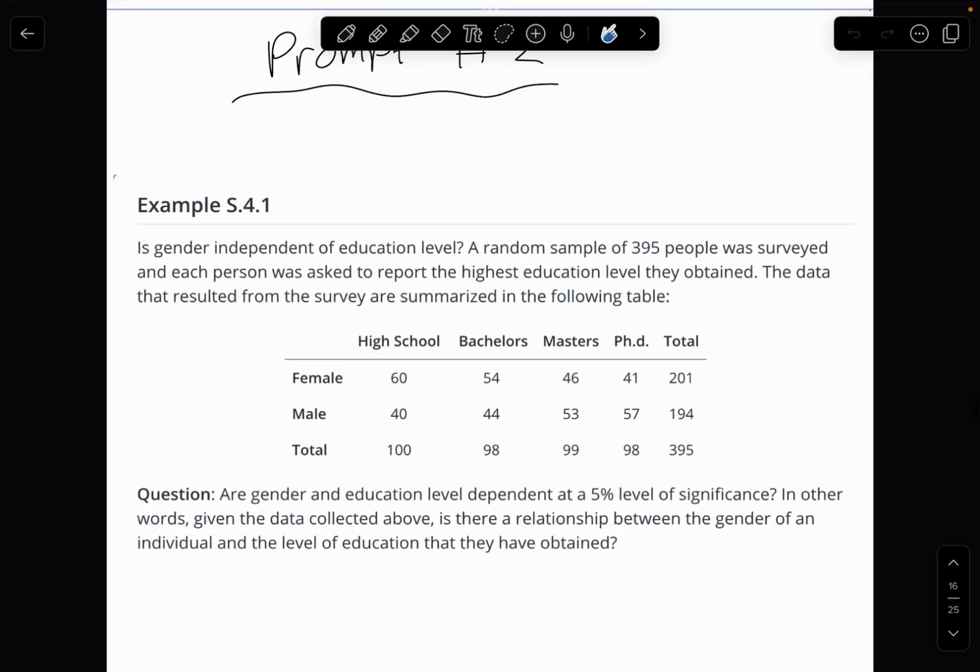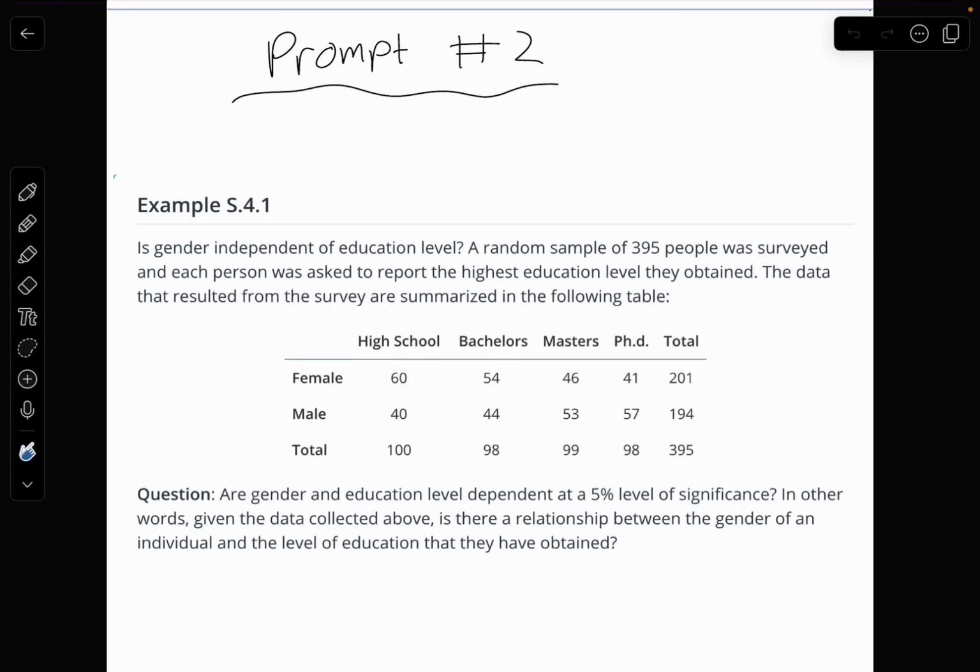Now prompt number 2. Is gender independent of education level? A random sample of 395 people were surveyed, and each person was asked to report the highest education level they obtained. The data that resulted from the survey are summarized in the following table. Are gender and education level dependent at 5% level of significance? In other words, given the data collected above, is there a relationship between the gender of an individual and the level of education that they have obtained? I'll give you a second to think about the answer so you can pause.